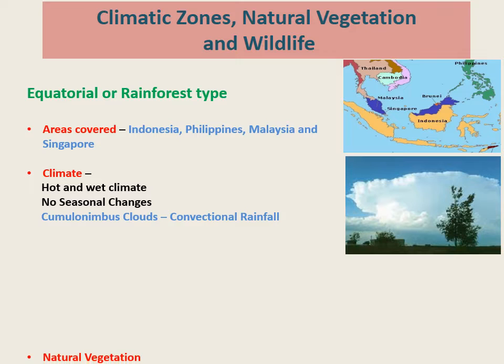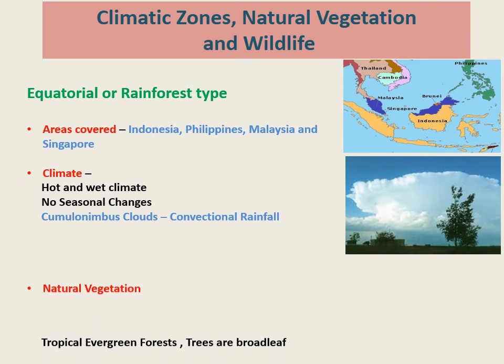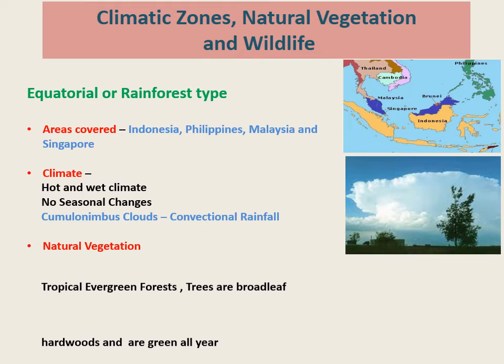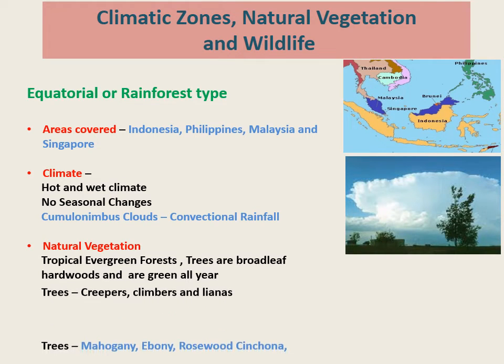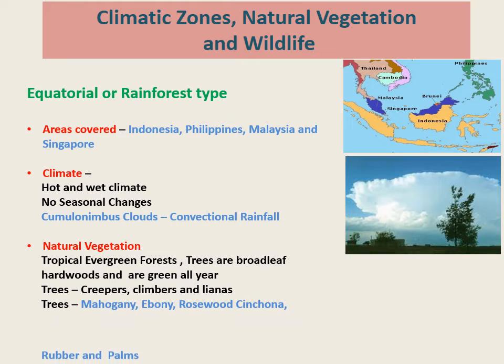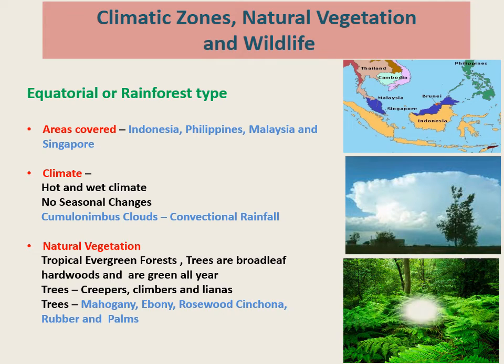Natural vegetation. The hot and wet climate supports the growth of tropical evergreen rainforests. The trees are mostly broad-leaved hardwoods. As these trees do not shed all their leaves at the same time, they appear green all year round. The forests are dense and structured in layers. The trees often remain entwined with creepers, climbers, and lianas. Examples of trees include mahogany, ebony, rosewood, cinchona, rubber, and palms.